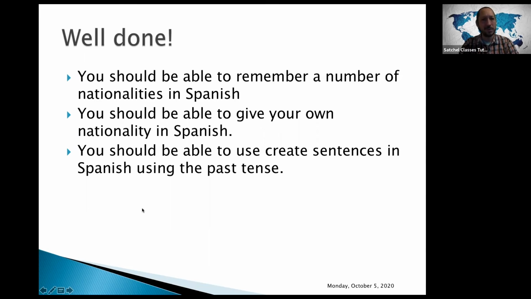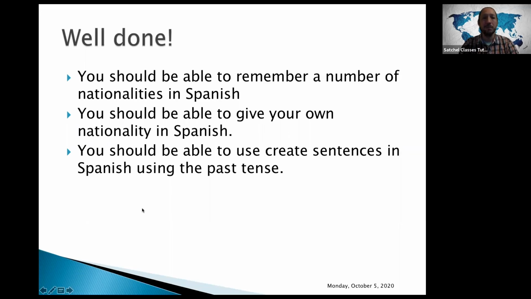Mi hermano es colombiano. Andrés Escobar, un jugador colombiano, nacido en Medellín. Can you guess what the last two words mean? Well, try and find it out. Come back to the video and check the video again. I'll say it again. Andrés Escobar era un jugador colombiano nacido en Medellín.